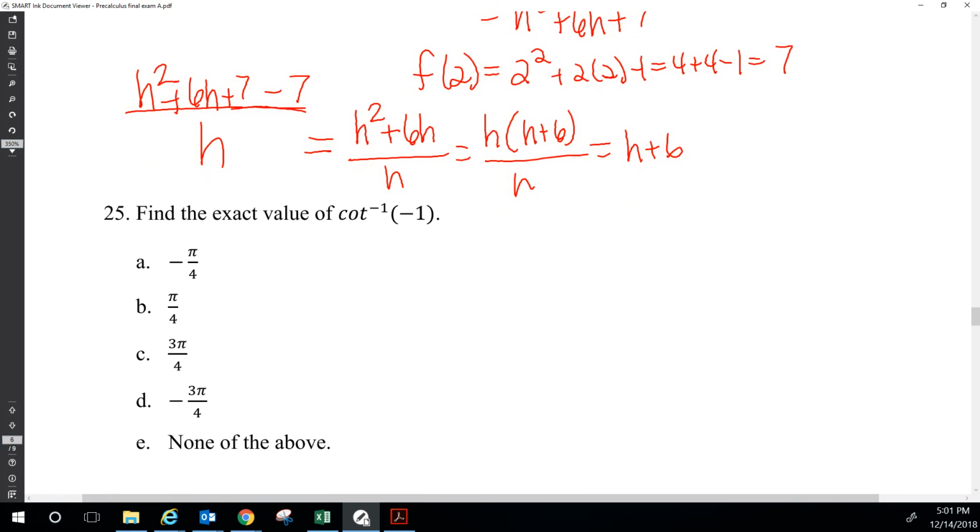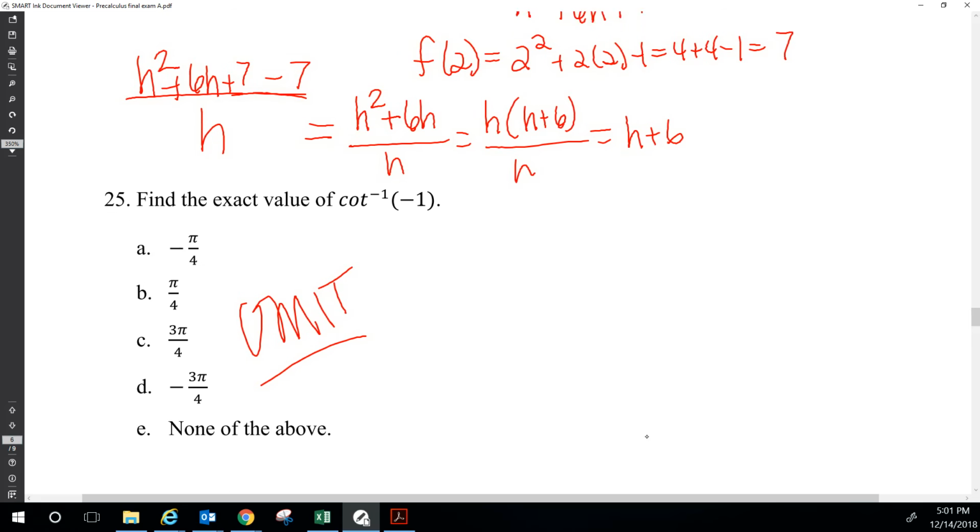All right, find the exact value of cotangent inverse. I'm going to say, omit this problem. We did not do cotangent inverse. We only did sine, cosine, and tangent inverse, so we're not going to worry about number 25.